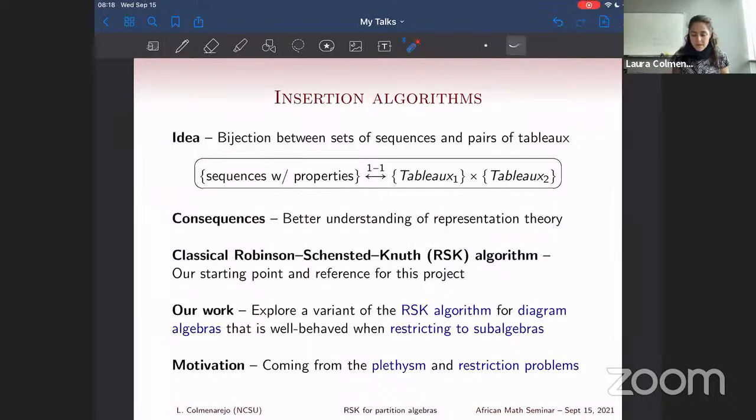Now, the classical RSK, which comes from Robinson, Schensted, and Knuth, is going to be our starting point of reference, and that's why I want to give you the classical version of it. Then what we have been doing is exploring some variants that are going to be helpful for diagram algebras, and that also behave well when we restrict to subalgebras. So I will also describe what diagram algebras are and how we restrict. Just as a motivation, it comes from the two problems that I talked about before, the plethysm and the restriction problem. But I'm not going to talk in detail about how these things are connected.